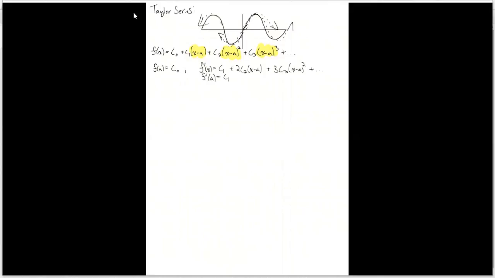Well, you can imagine that if I took a second derivative, f double prime of x, and if you figure it out, you'd get 2c2, and then you would have an x minus a on that one, and you would have 3 times 2c3 times x minus a, and so on. So the second derivative at a gives us 2c2. So that's a way of finding c2.